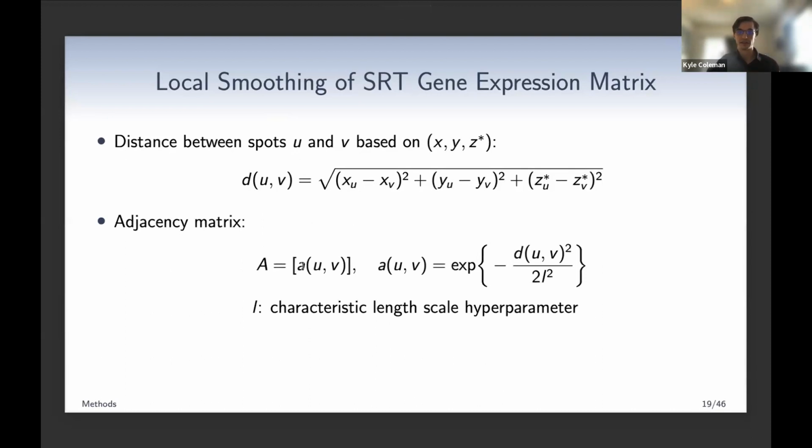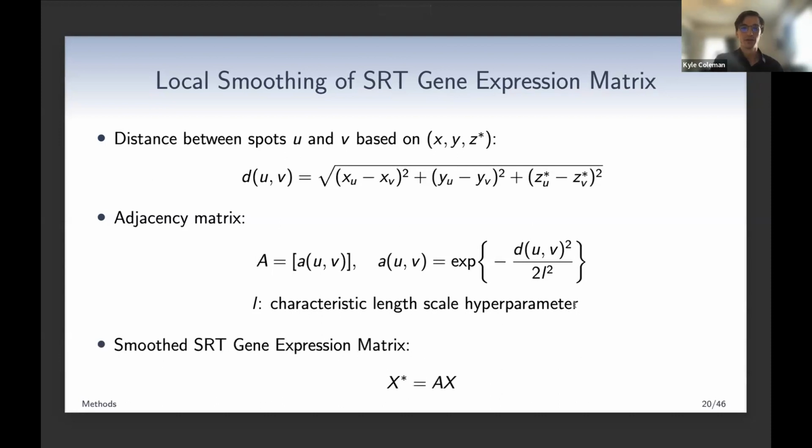And then we calculate our adjacency matrix by doing a normal distribution kernel using this distance d_uv, and then dividing by 2 times L squared, where L is a characteristic length scale hyperparameter. L is selected in SpaDecon automatically based on however much influence the user selects they want to give to neighboring spots relative to a given spot when doing the local smoothing. By default, L is set so that the influence given to neighboring spots is half of that given to a given spot when calculating the smooth expression for that spot.